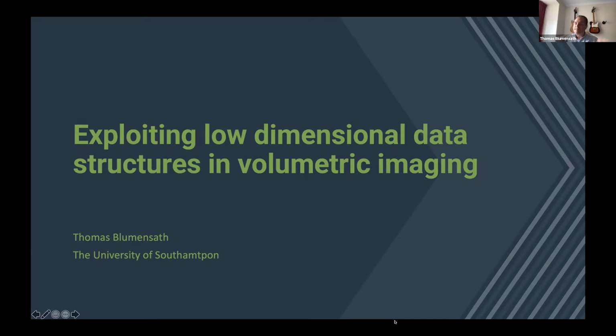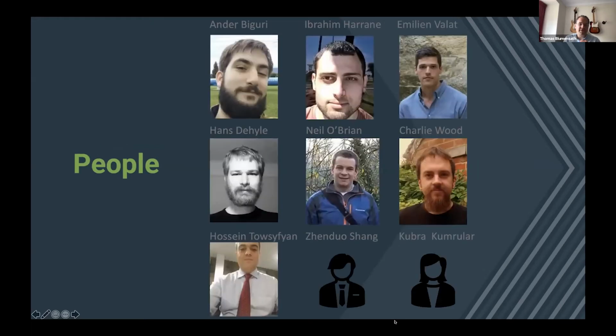So there must be structure in that data. Interesting images have a lot of structure. They are not 10 to the million in complexity, if you want. So how do we capture that structure? How do we encode that structure? And how do we then use that? And that's really the thing I want to talk about.